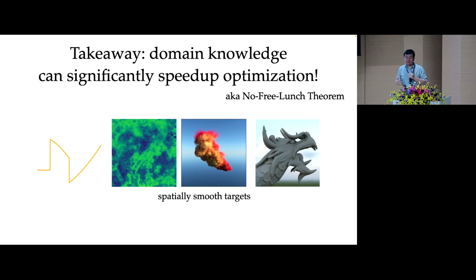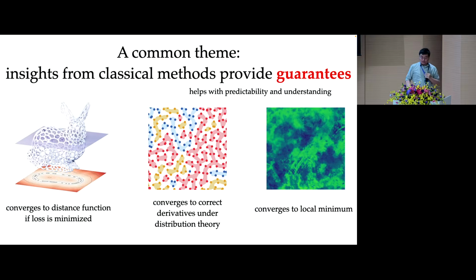And I don't know why machine learning people don't talk about it so much, but there's something called the no free lunch theorem, which means that no optimization algorithm can be universally better than all the other ones. So usually you need to constrain yourself to your domain and design your optimization algorithm for your domain. And in graphics, often our targets are spatially smooth. So I hope that gives you some sense.